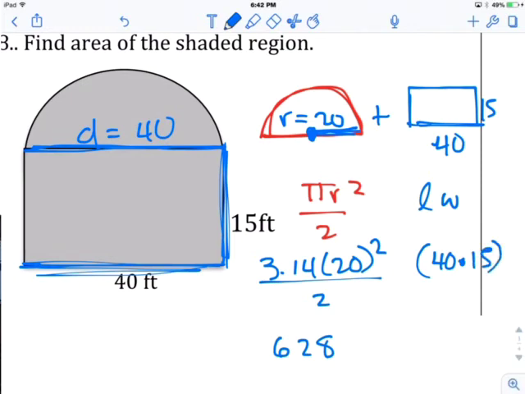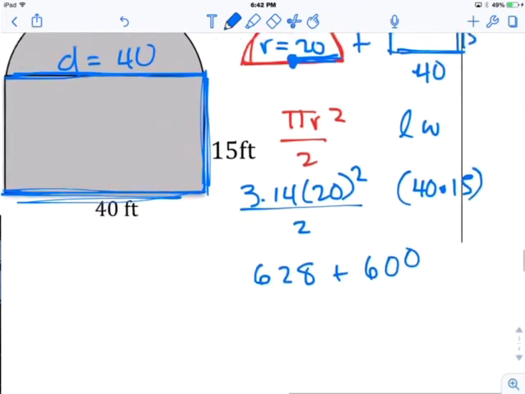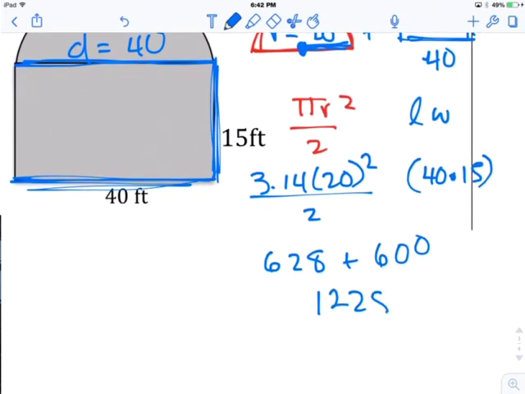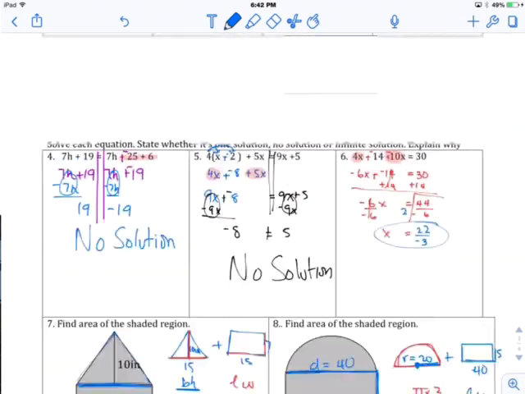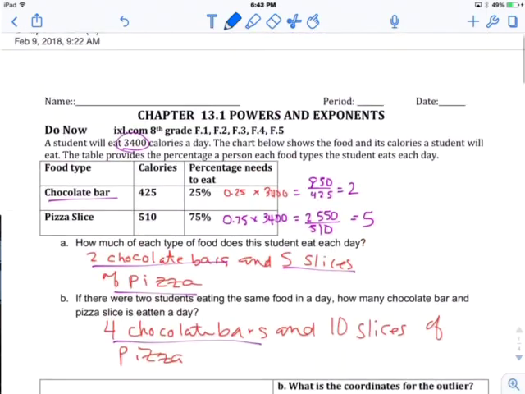Okay. Oh my God. 40, see? Make sure you know what you're doing when you're using a calculator. You'll accidentally put the wrong thing in. 600. So you get 1228 feet squared is that. Okay, so that's your homework. Easy stuff.